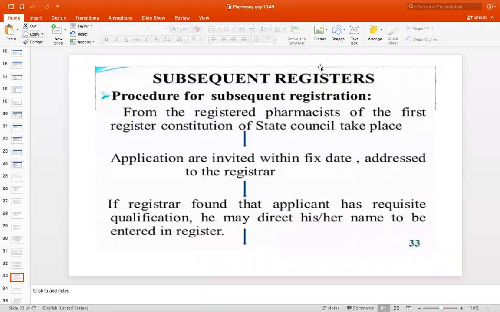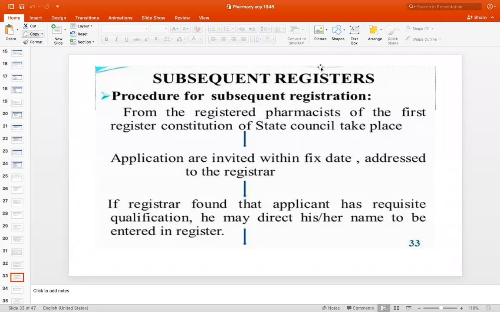What are subsequent registers? Now, till now, what I spoke about is the first register. In the first register, you should be above the age of 18. You should have a qualification of diploma, degree, or at least you have passed the examination, or you have 3 years of experience in dispensing and compounding in a medical shop, or you have experience of 5 years in a hospital in dispensing and compounding, then you can go and register.